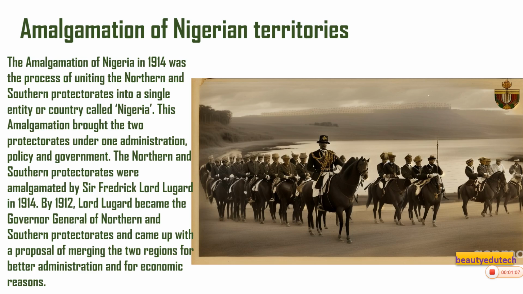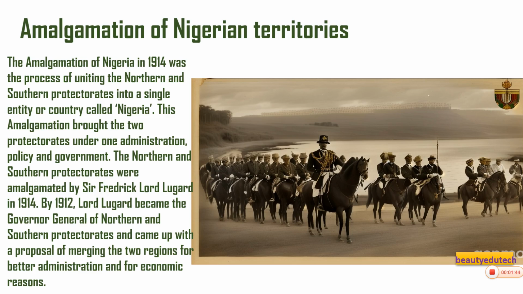By 1912, Lord Lugard became the Governor General of Northern and Southern Protectorates and came up with a proposal of merging the two regions for better administration and for economic reasons. Now, we said earlier that amalgamation is the process of joining or uniting nations or people. The amalgamation of Nigerian protectorate was done in 1914 after Sir Frederick Lord Lugard was made the Governor General of the Northern and Southern Protectorates in 1912.